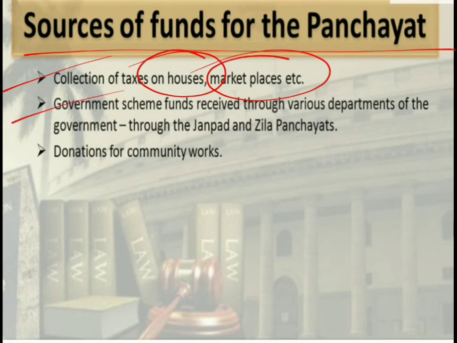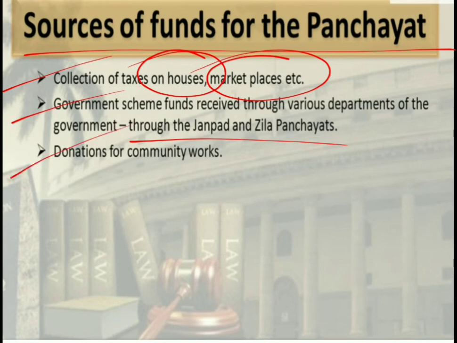And government scheme funds are received through various departments of the government through the janpad and jilla panchayats. The central government provides various funds from various departments, and those are provided to the gram panchayat level wise. First of all, the funds are received by the jilla parishad, and afterwards the panchayat samiti receives the fund, and lastly the lowest level government, that is the panchayat, receives the fund from the various departments and utilizes it for various purposes.